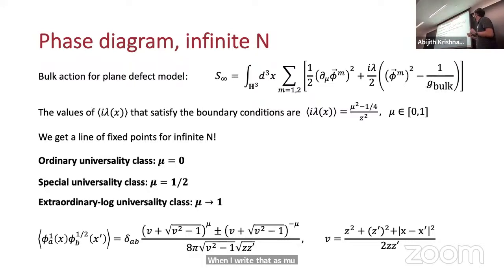So that means that we can substitute any of these values for I lambda back into our action. And because our action is quadratic in phi, each value of mu corresponds to a different fixed point. And thus we get a line of fixed points for infinite n. We can recover the 3 different universality classes I talked about earlier for different values of mu. The ordinary universality class corresponds to mu equals 0. Special corresponds to mu equals 1/2. And extraordinary log corresponds to taking the limit as mu goes to 1.